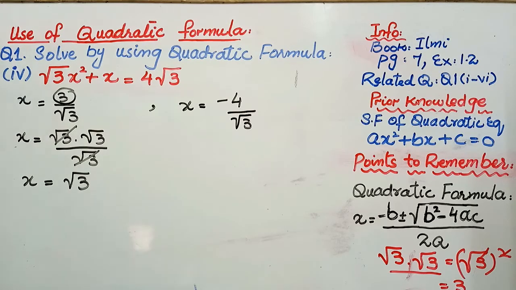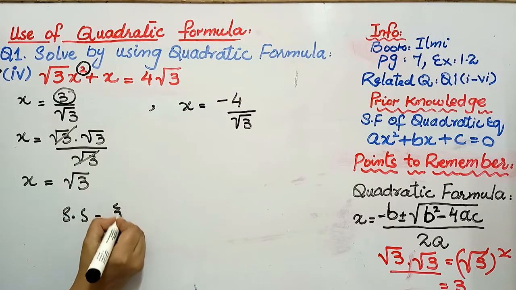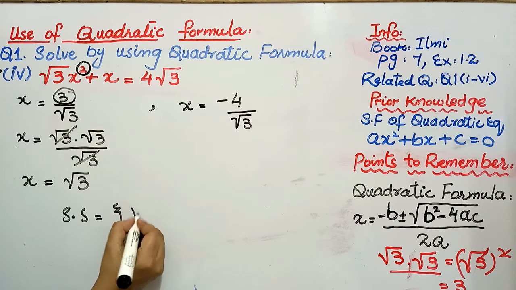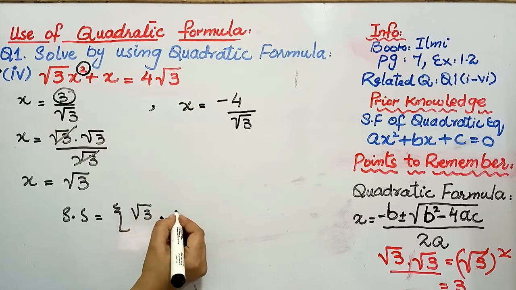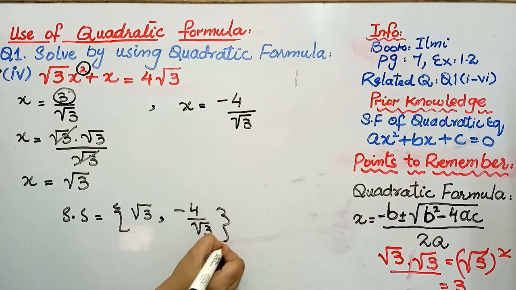Why are these two roots here? As the equation is a quadratic equation, the degree of the equation is 2, so we must have two roots. So the solution set will be under root 3 and minus 4 by under root 3. I hope you have understood.